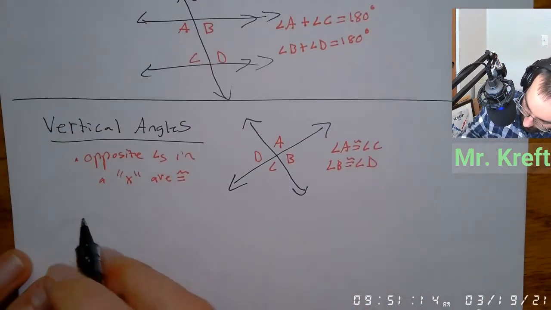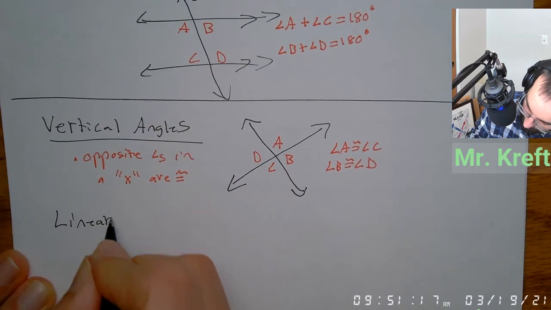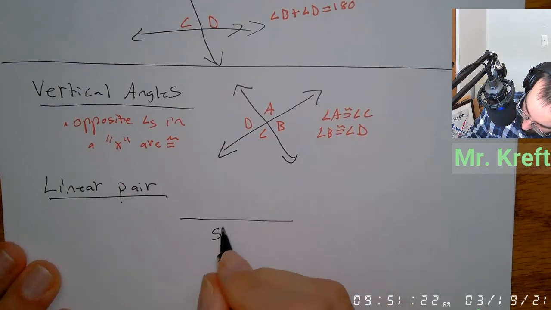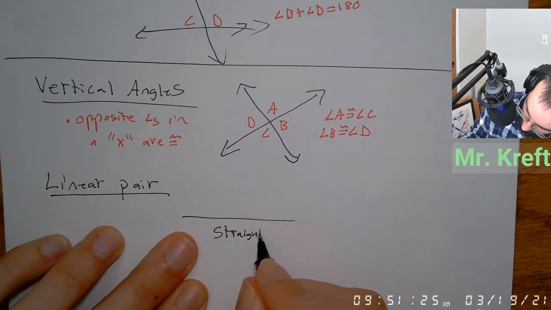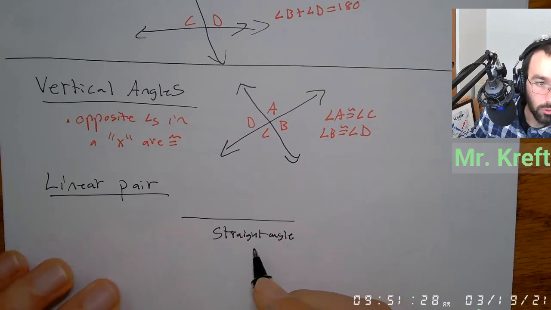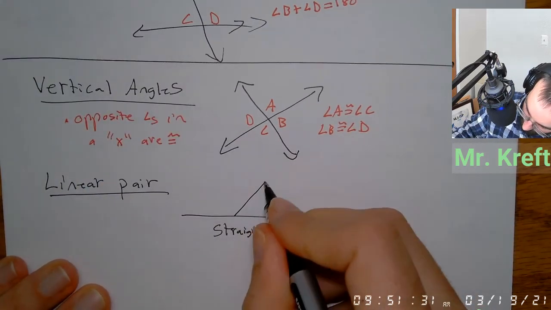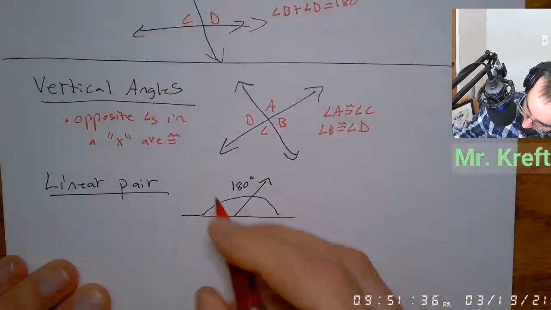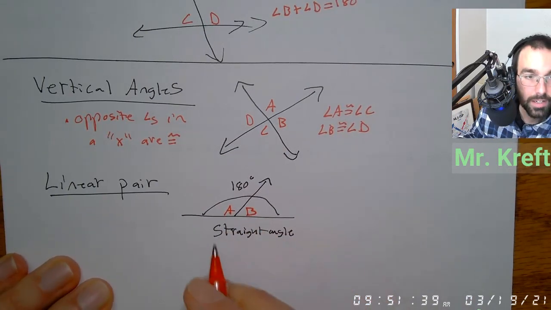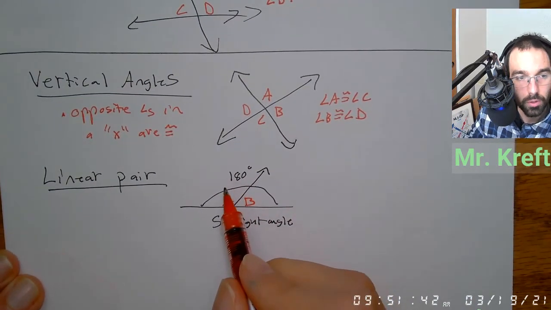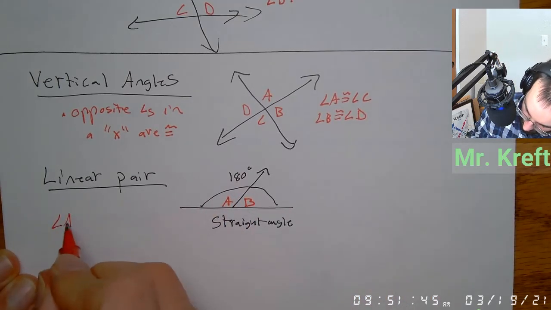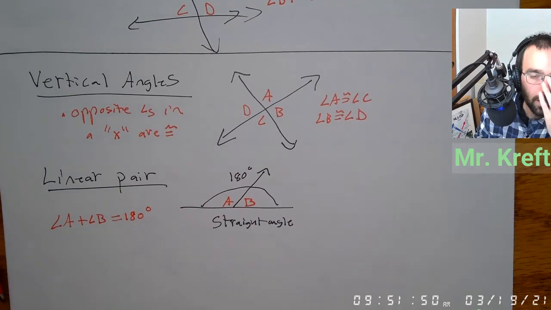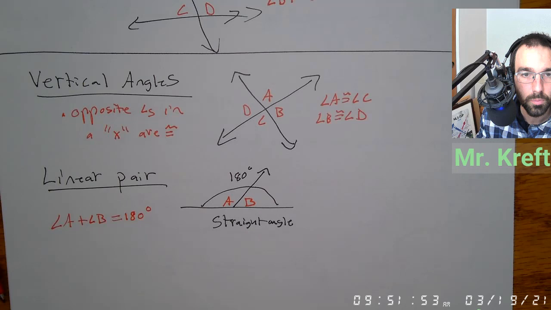So that's vertical angles. And then the last one, last but not least, is linear pair. So if you have a straight angle, right, a straight angle is 180 degrees, right? So that is 180 degrees. And if we have angle A and angle B, right, this is from angle addition, right? So angle A plus angle B equal 180 degrees.